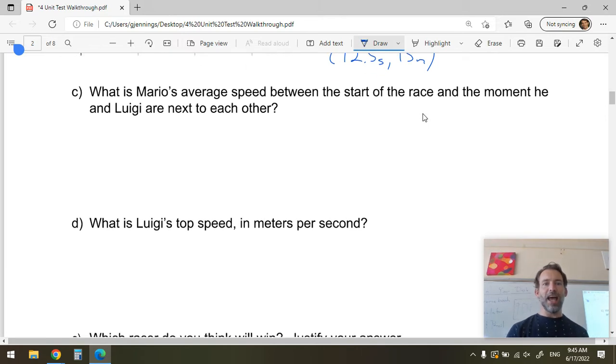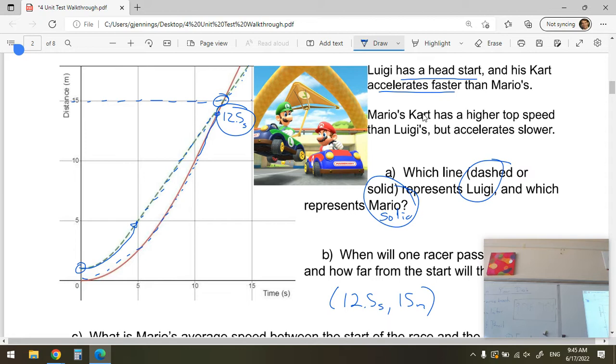So what's Mario's average speed between the start of the race and the moment he and Luigi are next to each other?